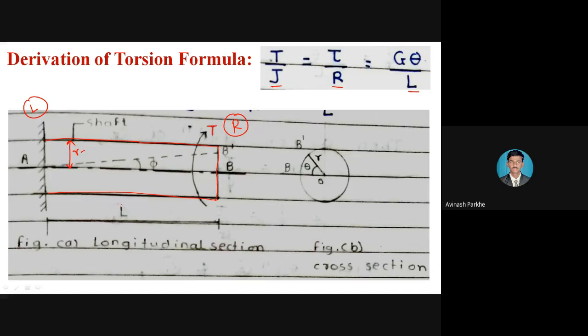So let us consider one shaft having radius R, length L, and the shaft is subjected to T amount of torque which is applied at the right side, means at the free end, and the other end is fixed. You can see the left side of the shaft is totally fixed. It is fixed because we have to consider that this shaft is under torsion. If the shaft is not fixed at the left and only the torque is applied at the right side, then we cannot say it is under torsion.